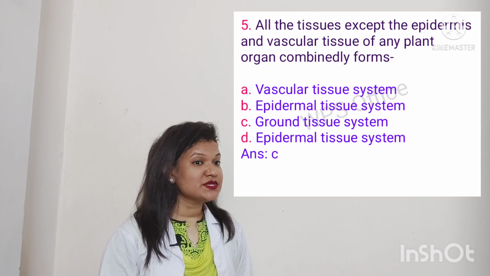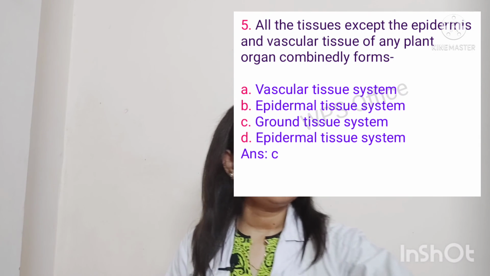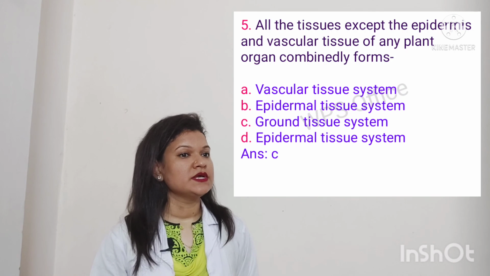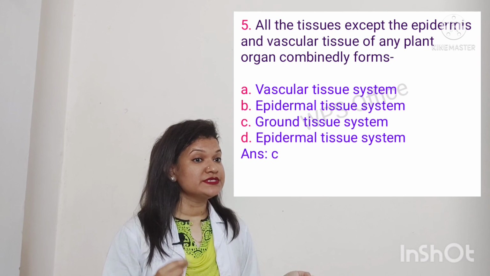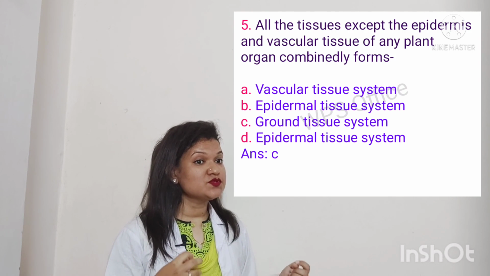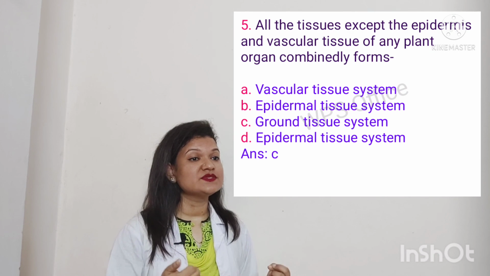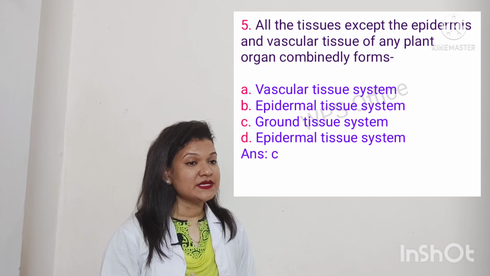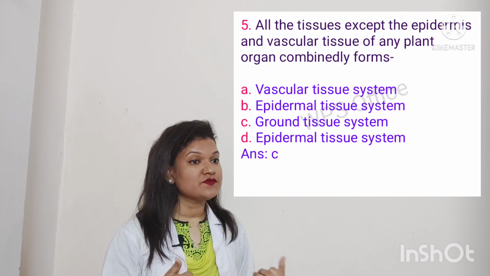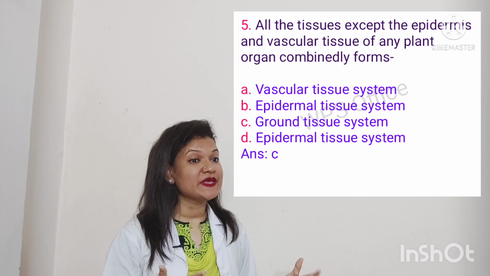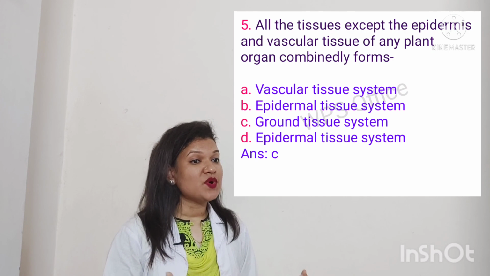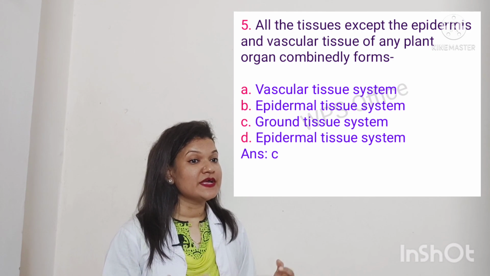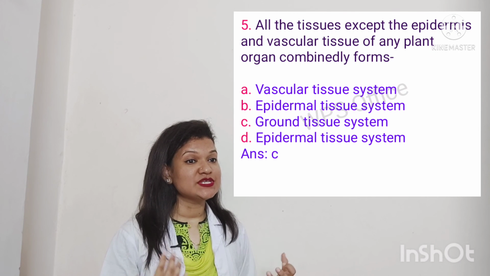So what actually is the ground tissue system? Once again I say, ground tissue is a plant tissue other than those of the dermal tissues and the vascular tissues. It arises from the ground meristem. It fills in the soft parts of the plants such as cortex, pith, pericycle, etc. It originates from the periblem of the apical meristem. So this is actually our ground tissue.